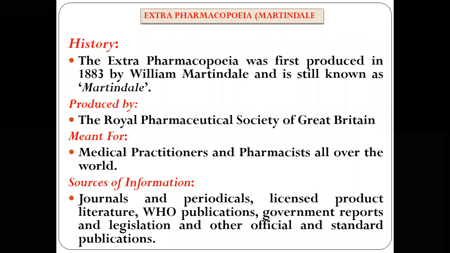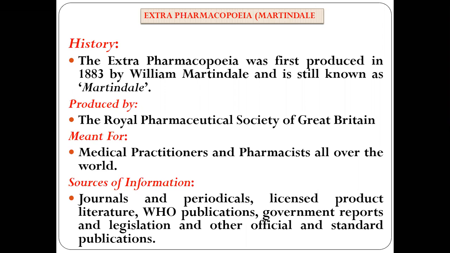Then the Extra Pharmacopoeia, or the non-official pharmacopoeia, is there. It was published in 1883 by William Martindale. That's why the book is called the Martindale, or the Extra Pharmacopoeia. It was produced by the Royal Pharmaceutical Society of Great Britain. Generally, the Extra Pharmacopoeia, or the Martindale, is meant for medical practitioners and pharmacists.